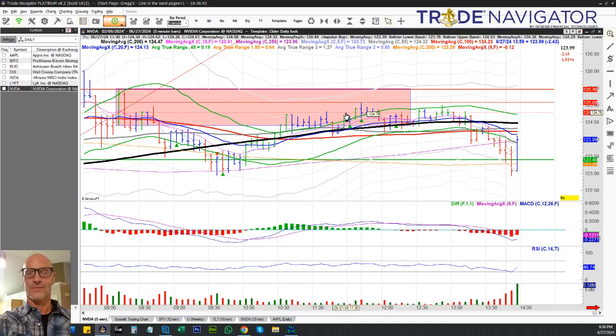So I shorted here at 124.78, right here at the close of the bar. Now, as soon as I enter a position, because this is a short position, I place my emergency stop 2 ATRs above. If it gets up there, I get out, no questions asked. But my end of bar stop is simply going to be a close above this high. See how close we are? So if I'm wrong, I can be wrong small.